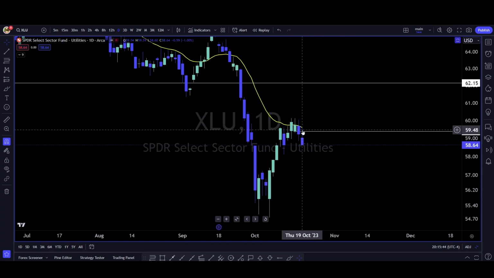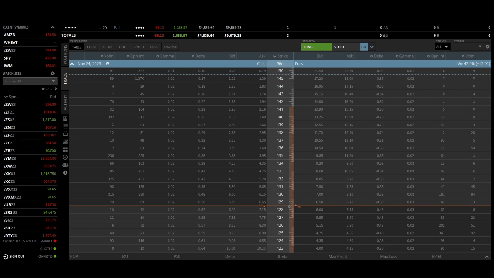And you can see today that it traded up. At any point in time, you could have bought a 59.50 strike. And I'll pull up XLU real quick.